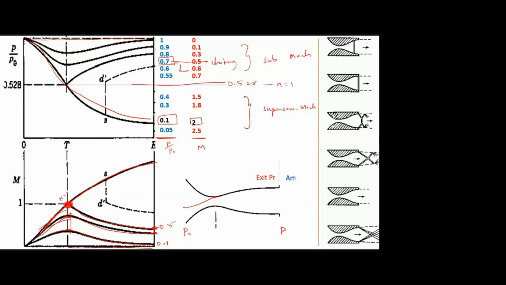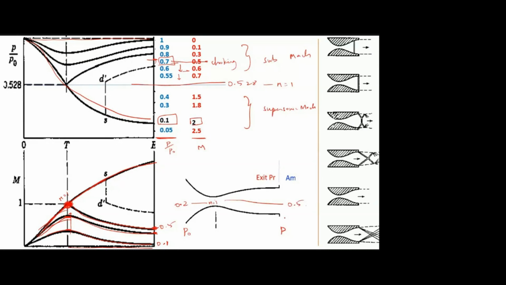Further I am reducing the pressure ratio, that means increasing the pressure difference. So in that case, what will happen? It has already reached sonic, so it will be accelerated further. Here I have some 0.2 Mach number. For this 0.7 pressure ratio, the Mach number reaches 1, and again it comes down to 0.5.